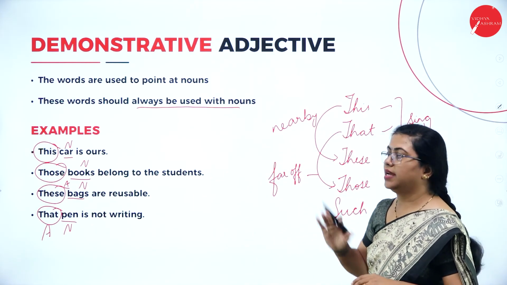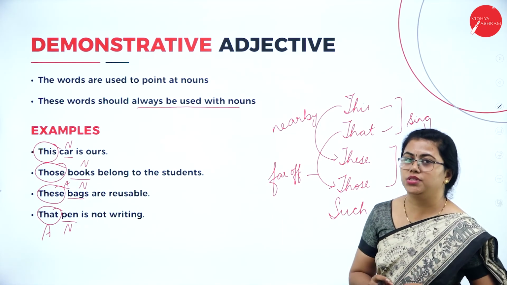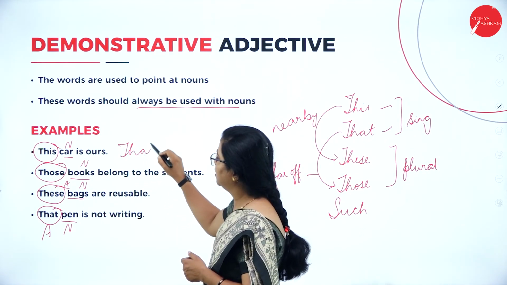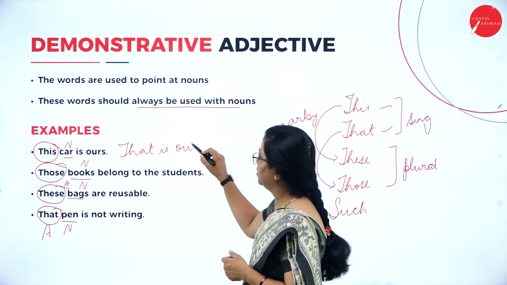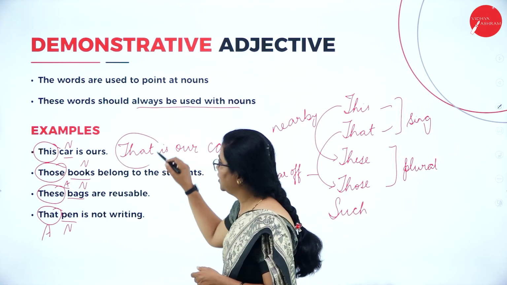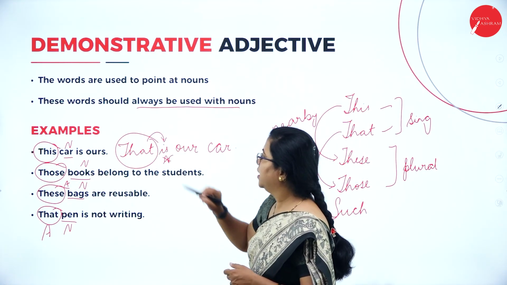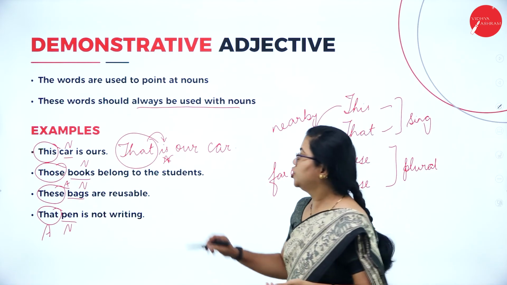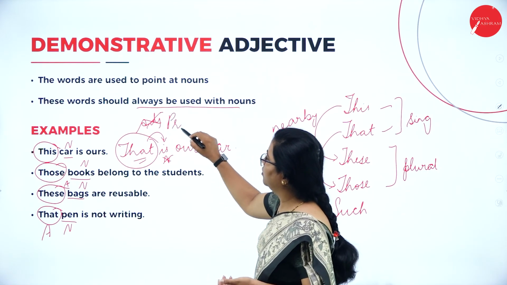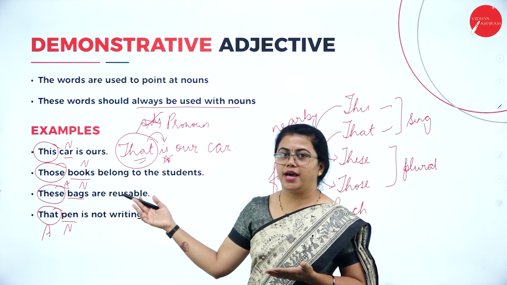Let me just give you some different sentences wherein that is used in a sentence but it is not used as an adjective. For example, I am going to make a small change here. That is our car. Here you can see that is used to point at that car, but after that this is not a noun. It is a verb that is being used. So this does not become an adjective. This becomes a pronoun.